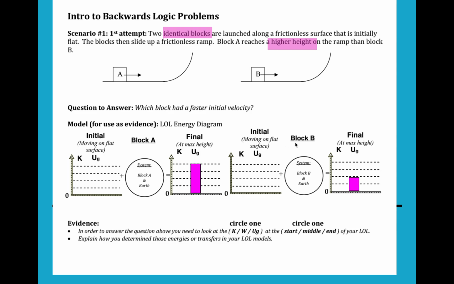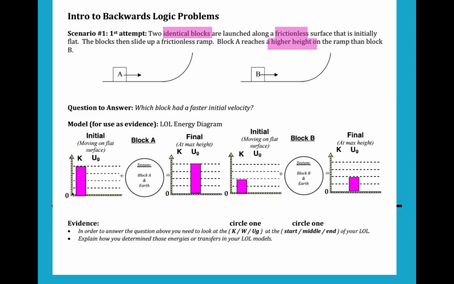I also know that the prompt tells me that the surface is frictionless, so there will be no transfer in or out of the system. Therefore, I can assume that all of the energy that transferred into potential energy must have started as kinetic energy. So block A is going to have a lot of kinetic energy because it ends with a lot of potential energy. Block B is going to start with less kinetic because it ends with less potential.